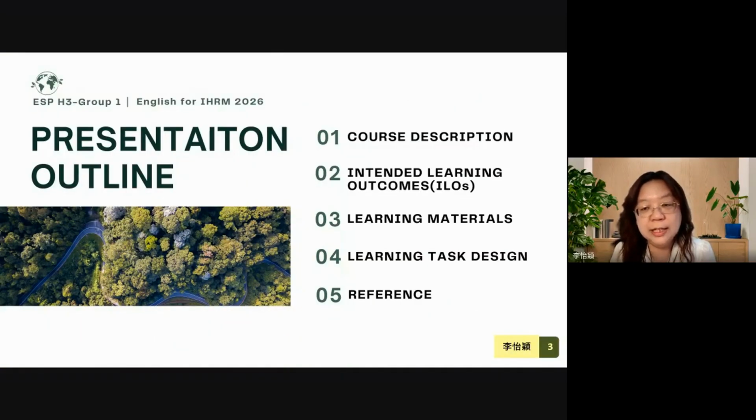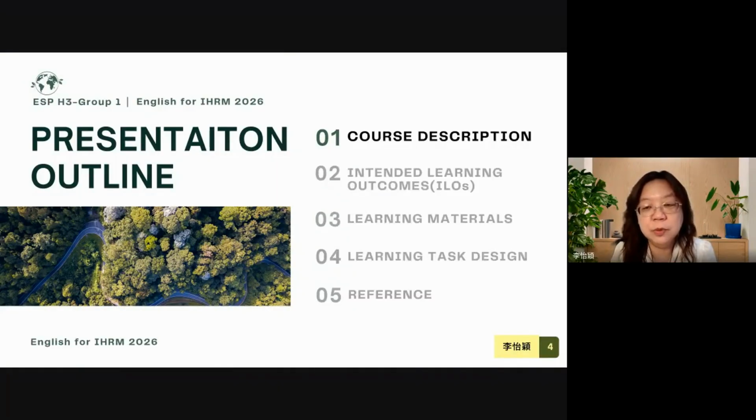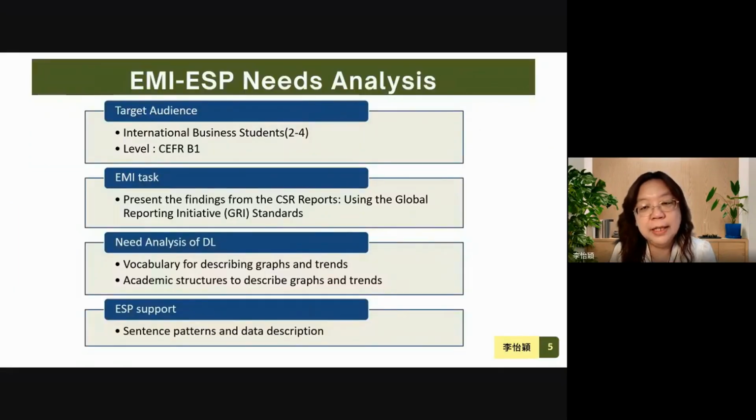Our presentation is organized into 4 main parts. First, we will briefly introduce the course description. To begin, we conduct an EMI ESP needs analysis. Our target students are 2nd to 4th year international business majors at the CEFR B1 level. The EMI task is to present the findings from the CSR reporting using GRI standards for their IHRM midterm presentation.